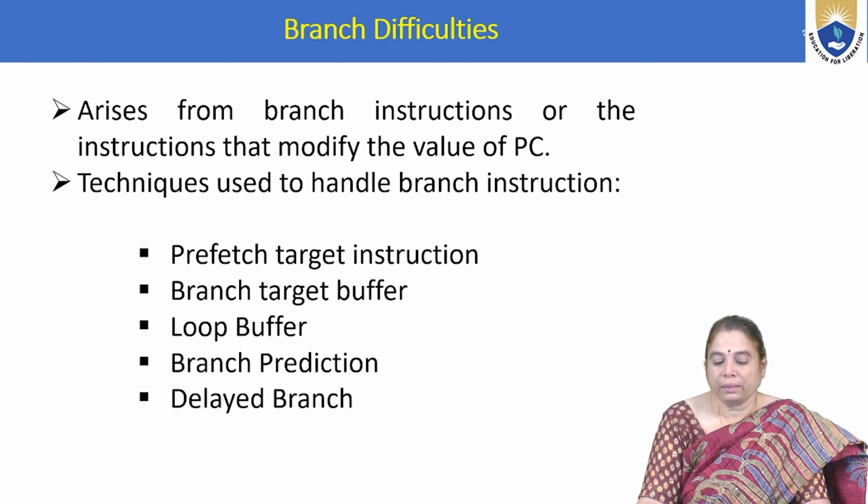The next method is branch prediction. With the help of hardware circuitry, the branch occurrence can be predicted so that the program sequence can be altered safely, and the updated PC value can be stored and supplied for instruction execution. Then delayed branch: in this also a special hardware mechanism is used to identify the branch occurrence, and instruction execution waits until the return address is available.